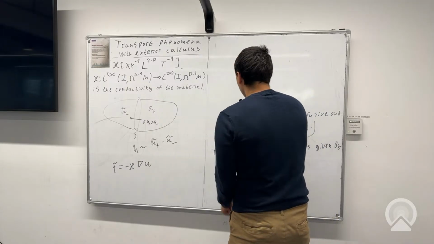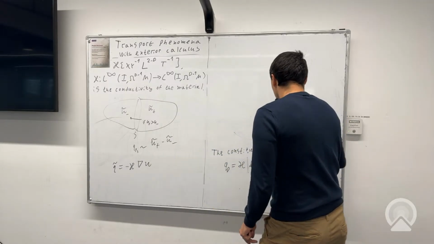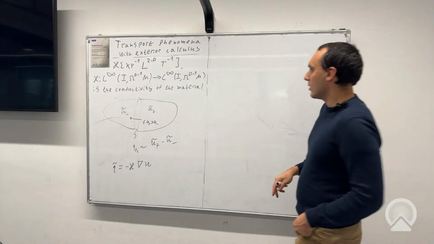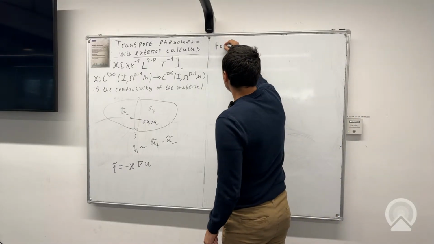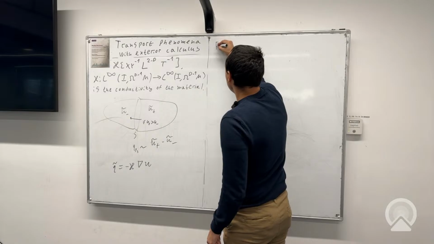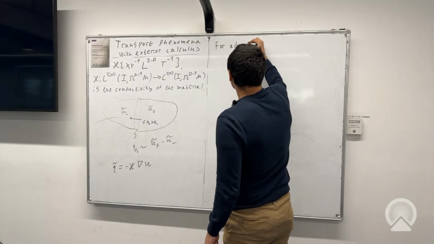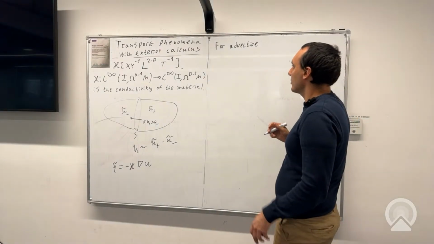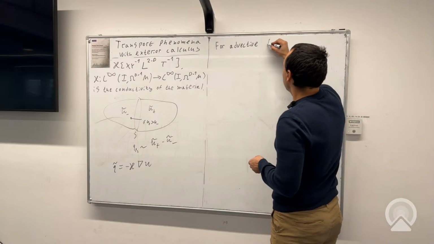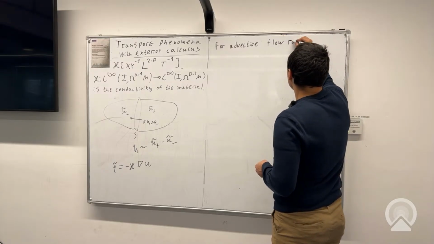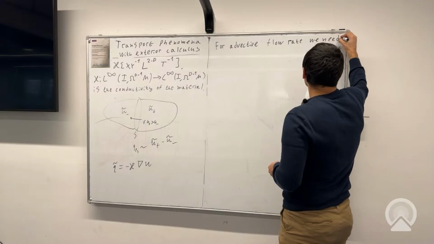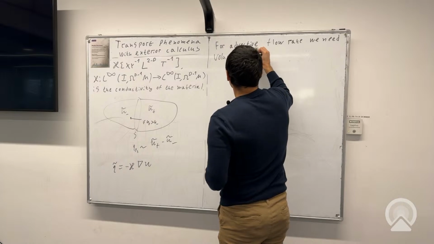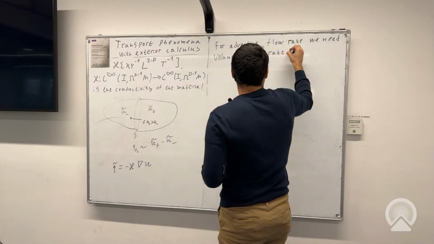Okay, so this is in vector calculus. It's not what we do. For advective flow rate, which I don't have in my code, but in general, it can be done for advective flow rate. We need volumetric flow rate V.